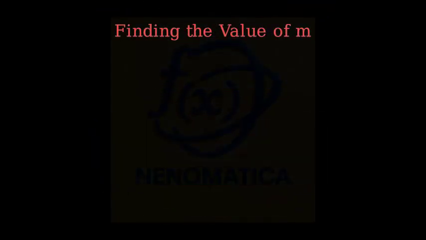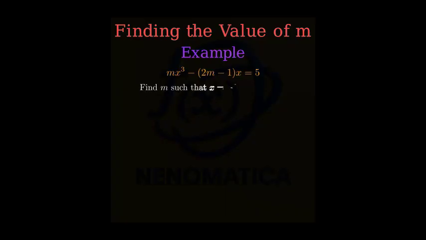Today, we'll solve a problem where we need to find the value of m for which x equals -1 is a solution to the given equation. Let's start with our example. We have the equation m x cubed minus (2m minus 1) x equals 5. We need to determine the value of m such that x equals -1 is a solution to this equation.